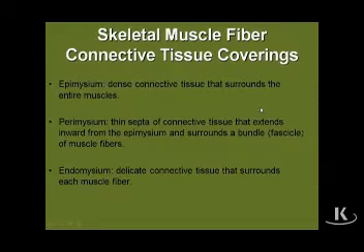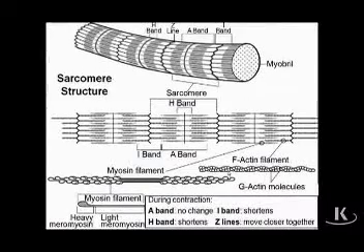So again, here is the summary of the connective tissue coverings. The epimysium is dense connective tissue that surrounds the entire muscle. The perimysium is a thinner septum of connective tissue that extends between the epi and the endomysium and surrounds bundles of the individual muscle fibers. And then the endomysium basically surrounds each individual muscle fiber or muscle cell and is in direct contact with that muscle's sarcolemma. The next slide illustrates the detailed histology and structure of individual sarcomeres.